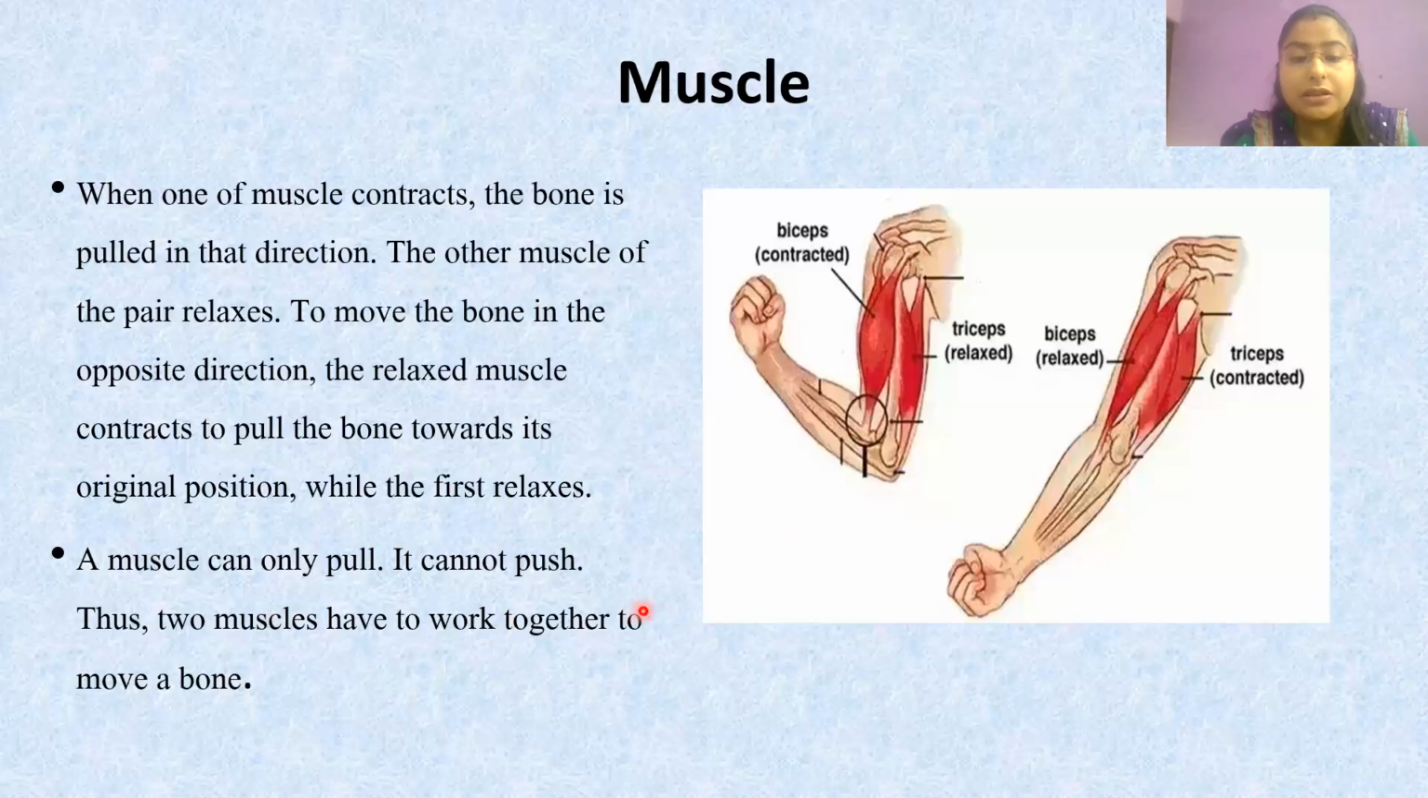Thus two muscles have to work together to move a bone. We can move a bone only because of the muscles. Okay, understand? Again I'm explaining to you, there are two muscles together. When one muscle is contracted, the other is in relaxed position. When one muscle contracts, the other muscle is always in relaxed position.